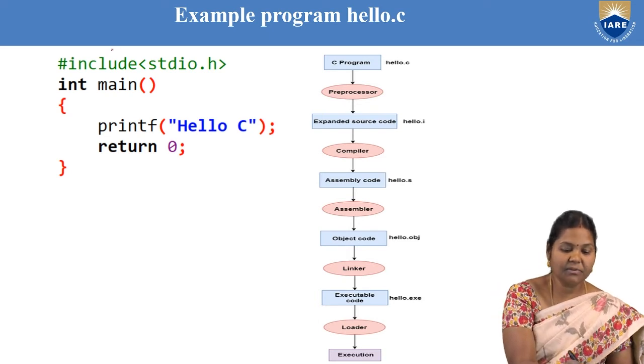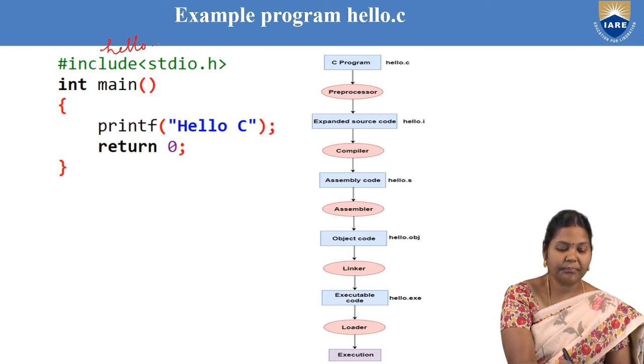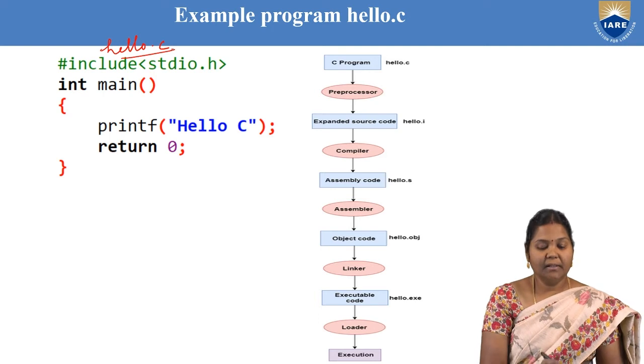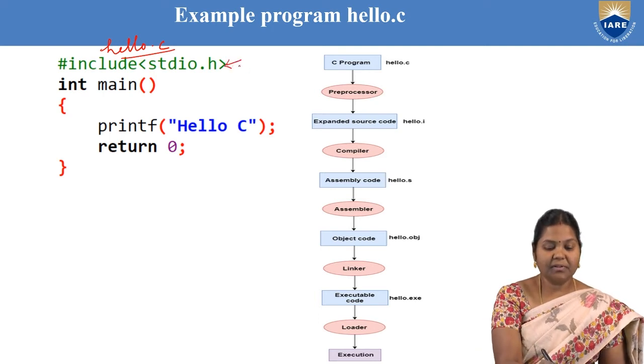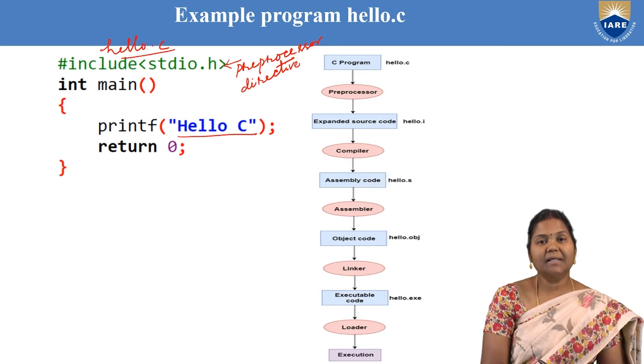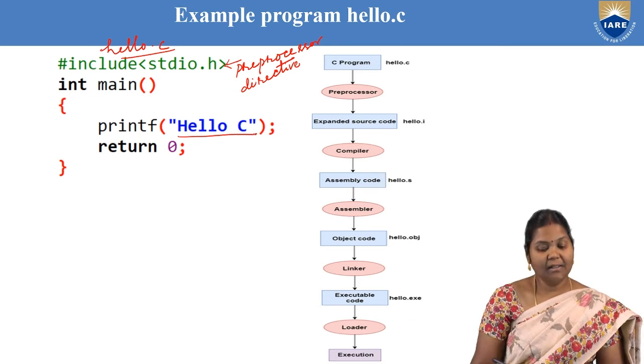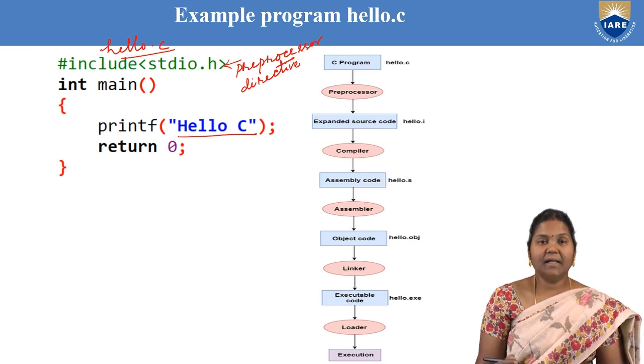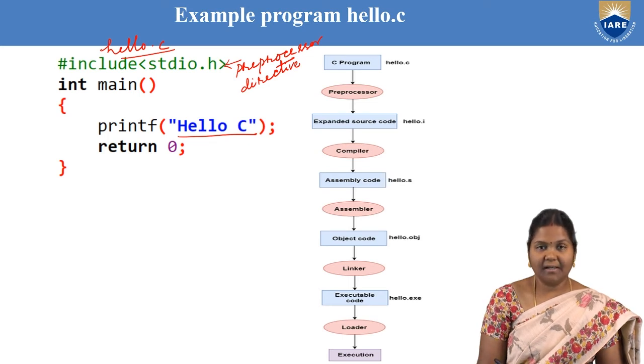Now, let us understand this process using a small example. Suppose we have written a small program called hello.c. Here the first statement is a preprocessor directive, where we have included the header file. This hash include directive is a preprocessor statement. Then we have a main function. Inside that, one print statement is there, Hello C, and this is the output. Now, let us understand how these processes take place.